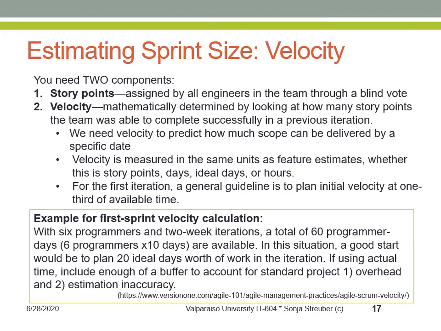in this iteration. Why only 1/3? Because you want to include enough of a buffer to account for standard project overhead, such as setting up hardware and software, team introductions and self-management, and also estimation inaccuracy. Remember that engineers often underestimate how long a task will take.